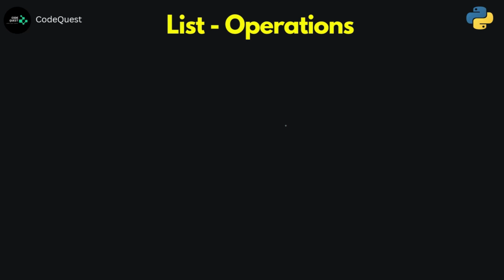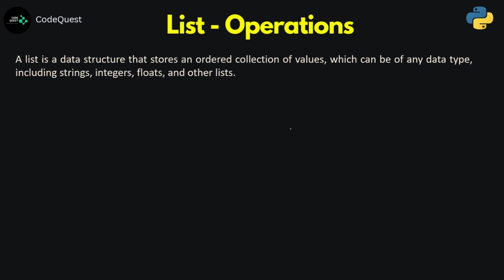So we will look into the various operations that are possible on a list. Before we proceed, let me remind you, a list is a data structure which is going to store the elements in an ordered manner and which can be of any data type, including strings, integers, floats, and other lists. So indexing is maintained for a list. I mean, each of the elements is going to be accessed with the help of an index, and we can keep heterogeneous elements in the list.